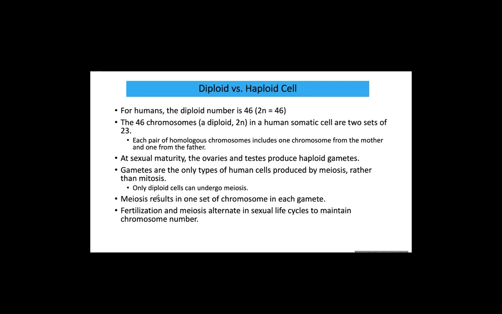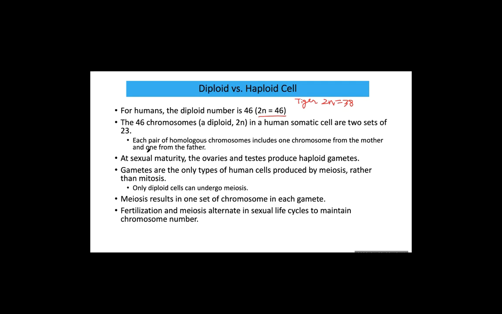So you're familiar with the diploid and haploid cell. One more time, for humans, the diploid cell, we write down 2n equals 46. If a tiger has 38 chromosomes in the cell, then you can write down 2n equals 38. The 46 chromosomes, diploid, 2n, in a human somatic cell are two sets of 23. Each pair of homologous chromosomes includes one chromosome coming from the mother, and the other element of the pair coming from the father. At sexual maturity, the ovaries and testes produce haploid gametes. The gametes are the only types of human cell produced by meiosis rather than mitosis.